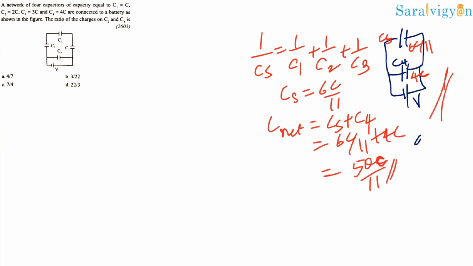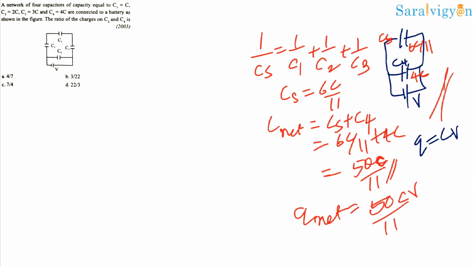We know the formula for charge: Q is equal to CV. So let us find Q net, which is equal to C net into V. C net is 50C by 11, so we have 50C by 11 into V.